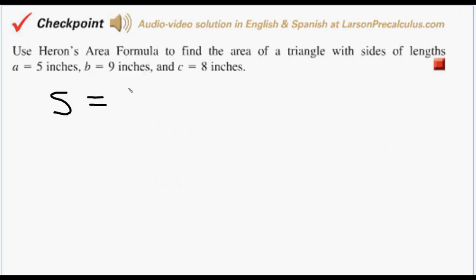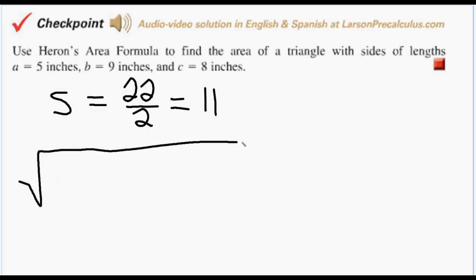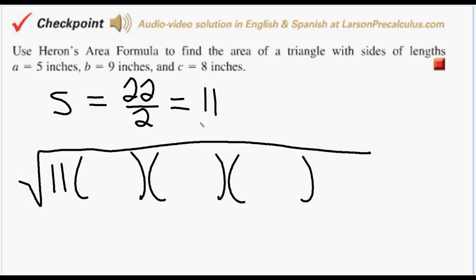Okay, so if all went well, you should have added up the three sides and got 22. And we're going to divide that by 2. So our S value is 11. And then under our radical, we should have 11. And then we're going to multiply that by 3 things. We're going to have 11 minus 5. That's 6. And then we're going to have 11 minus 9. That's 2. And then we're going to have 11 minus 8.